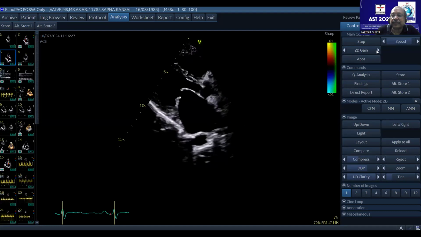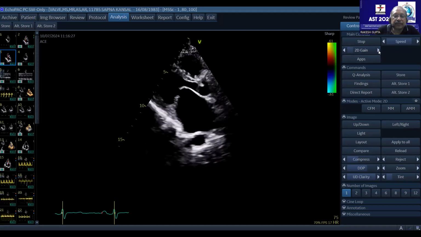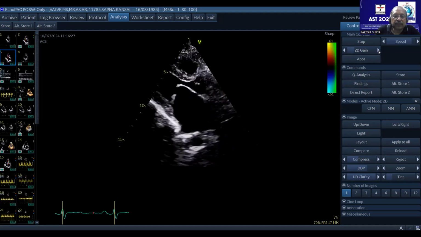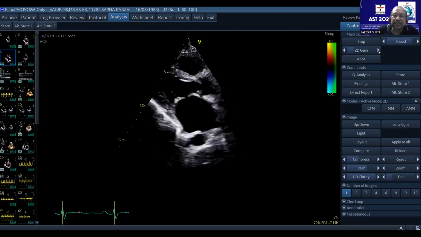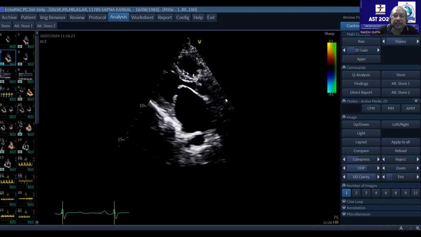Okay. Thank you. It is an inverted hockey sign that we say. Not inverted. Stick. This is a hockey shape, hockey stick sign. This is a hockey stick sign. Why is this hockey stick sign there?